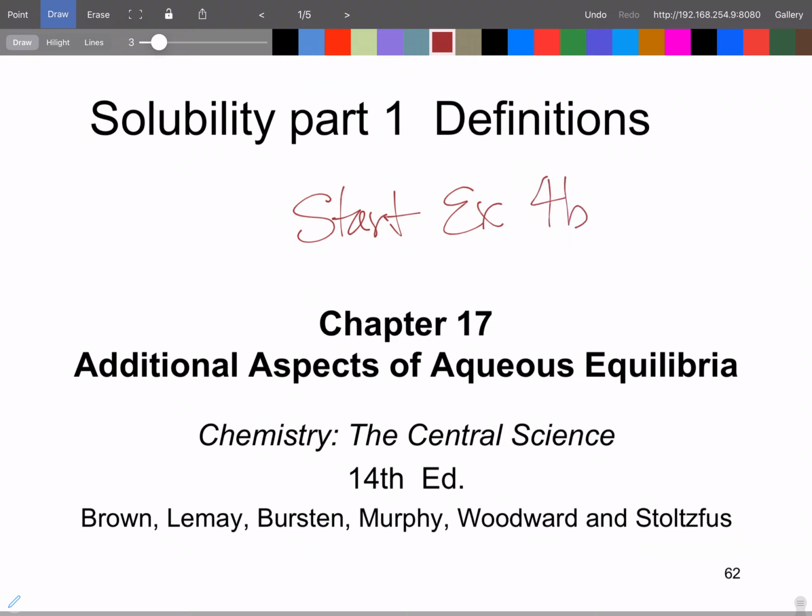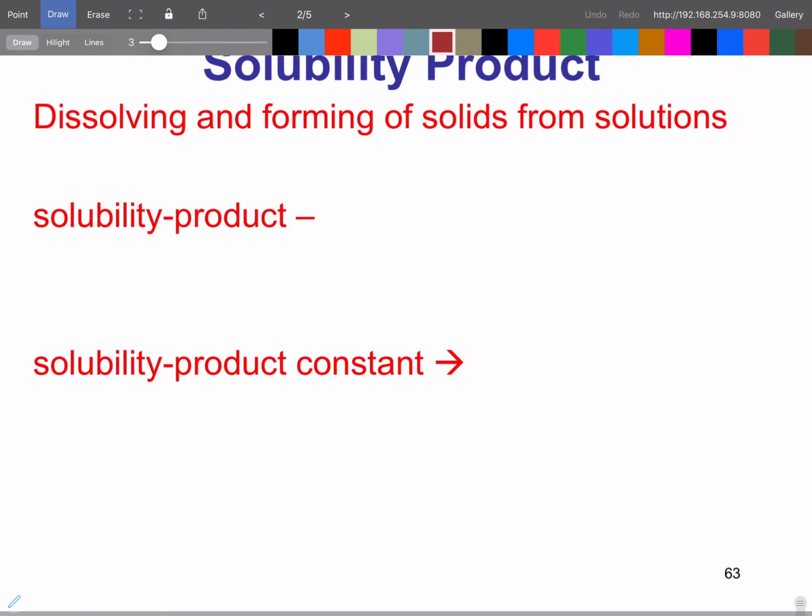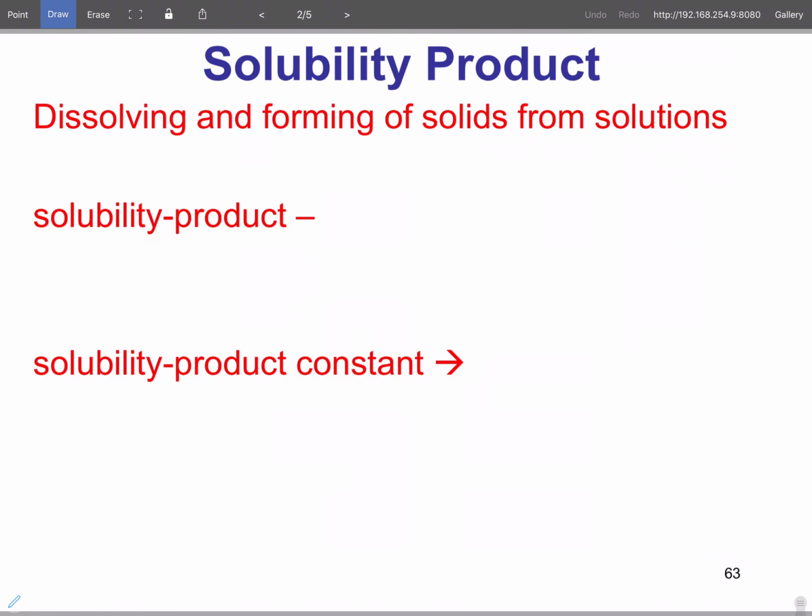So, first off, we're going to start with the definitions. First thing is solubility product. It's the dissolving and forming of solids from solutions. Way back in chapter 12:11, we did precipitates. Well, we're back, except now we're going to do the math. So, solubility product is the product of the solubilities, which is a big way of saying how much will dissolve, of the dissolved species.